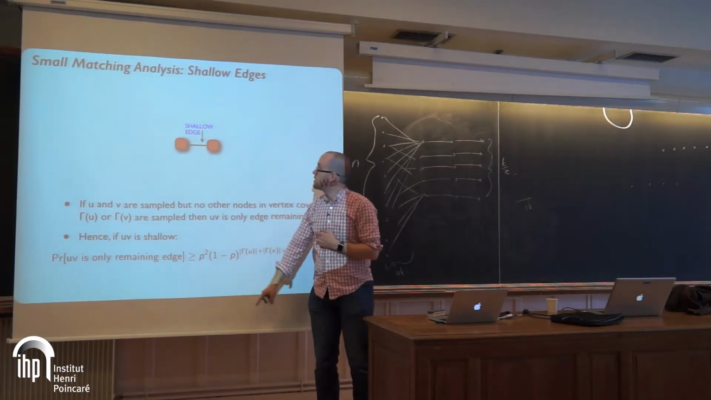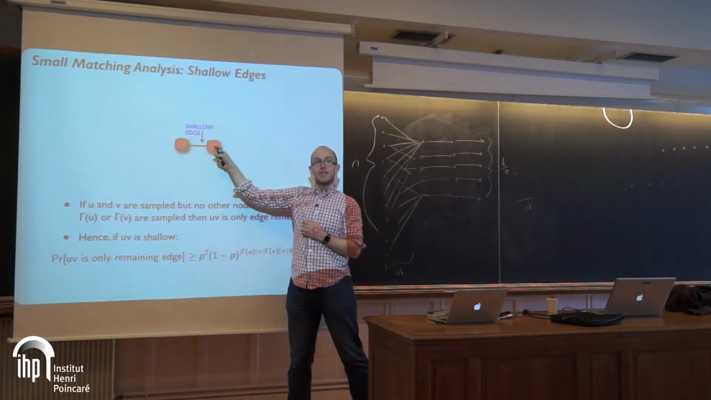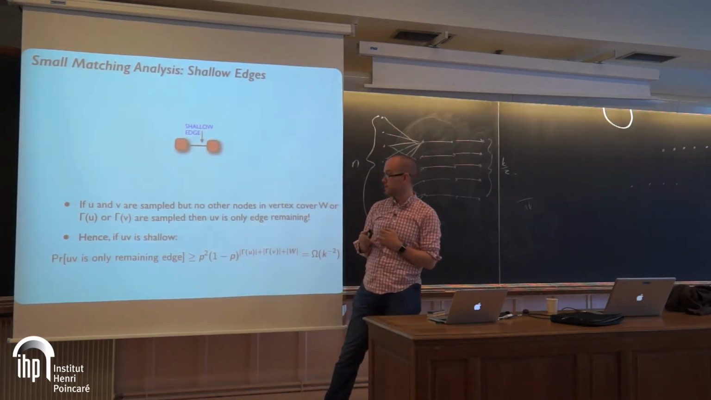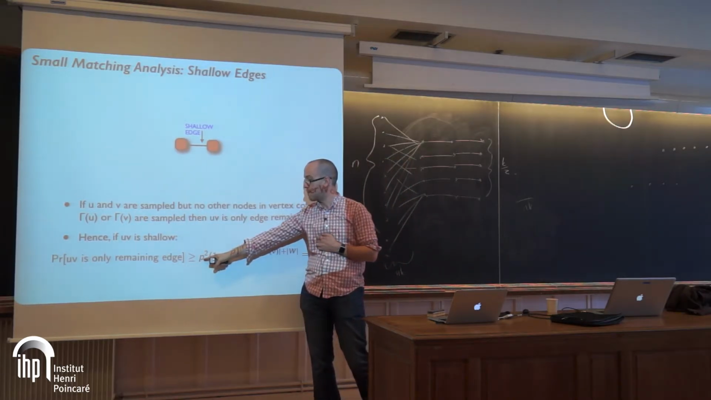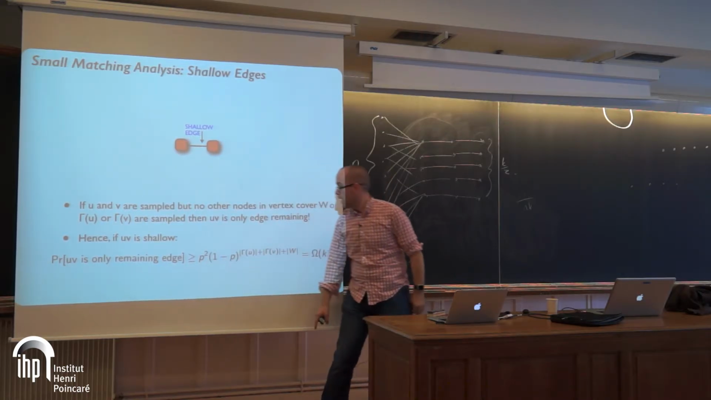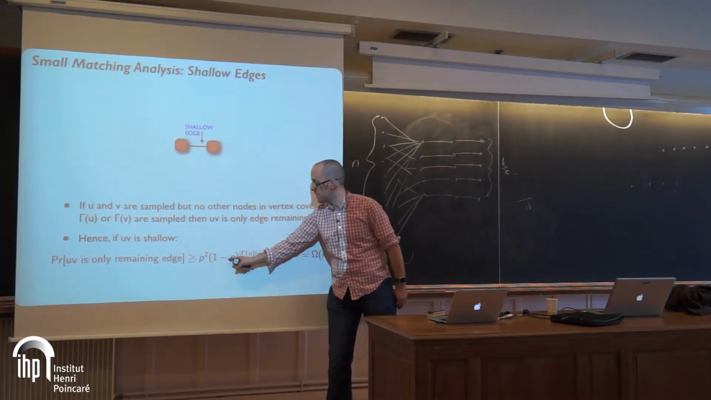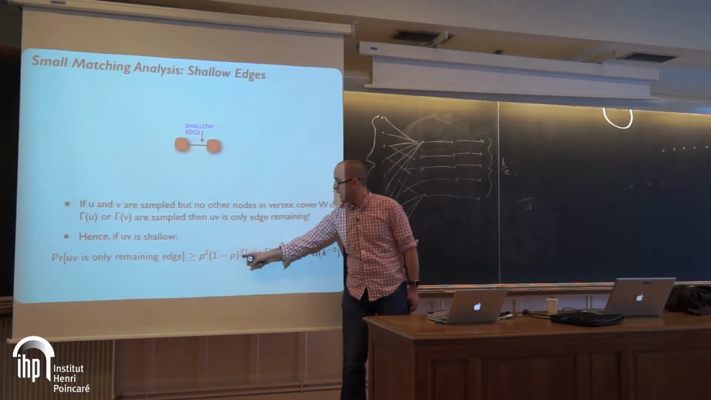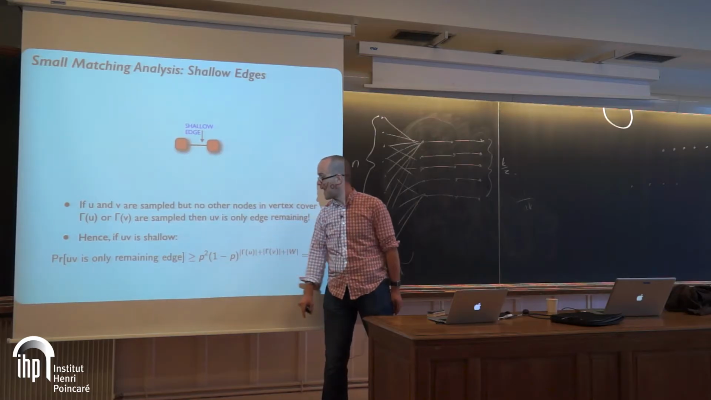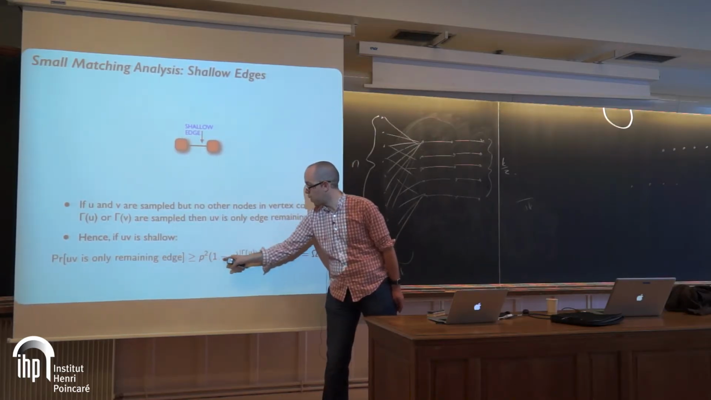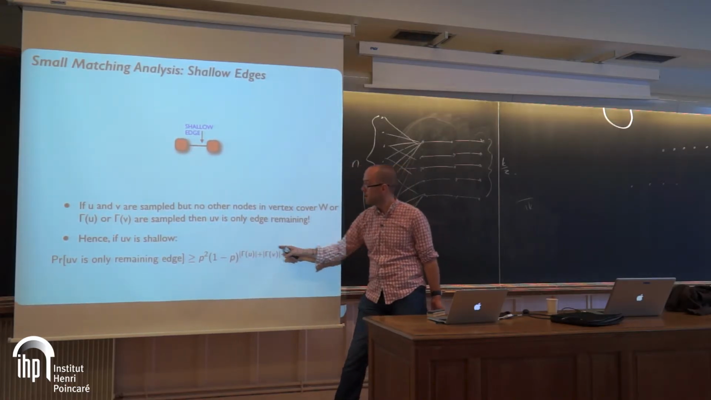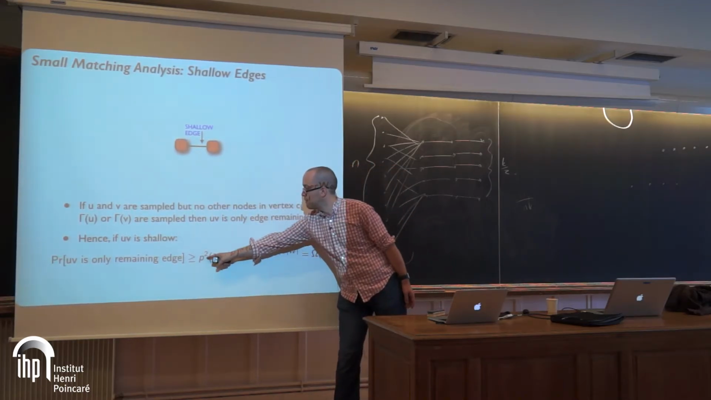If UV is shallow, when I do the Snape sampling and I pick one random edge out of those that remain in the induced subgraph, the probability that this particular shallow edge is that remaining edge is at least the probability that U and V are both sampled, and no neighbors of U or V are sampled, and no one else in W is sampled. U and V being sampled is P squared, where P is the probability I pick a node, so it's 1 over k. And the probability that all those other nodes aren't sampled is (1 minus P) to some power, where 1 minus P is the probability of not sampling something. I don't want to sample the neighbors of U, the neighbors of V, or W.